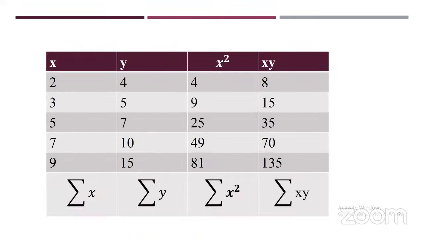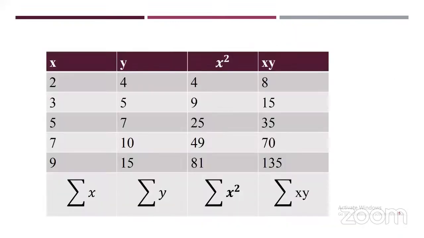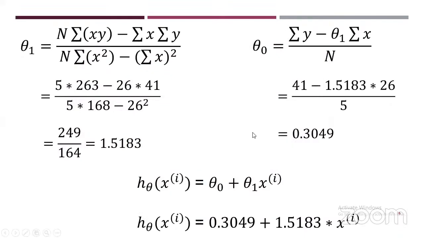The formula which I have explained to you, this is just based upon this formula. First squaring it, then doing the multiplication and so on. So this is going to be the case. Okay. So what is the value? Here theta 1 is 1.5183, and theta naught is 0.3049. All of you can do this part, it's just based upon this calculation. So now we have theta naught as 0.3049, and theta 1 as 1.518.